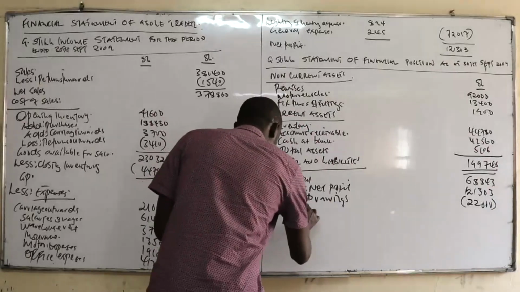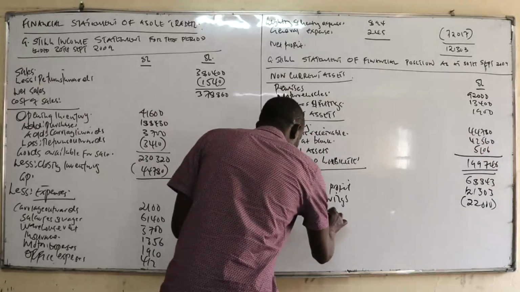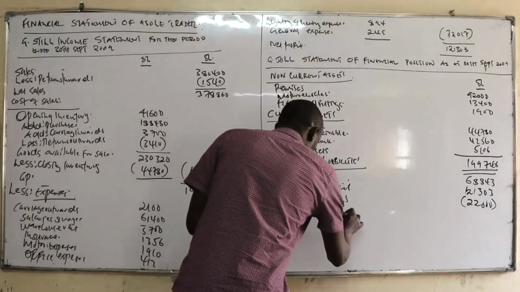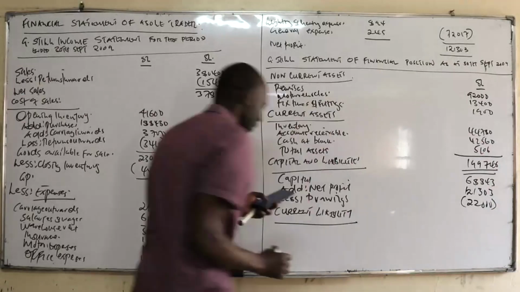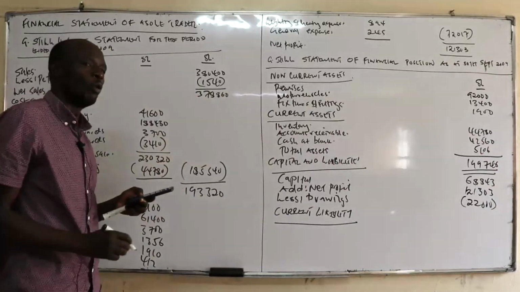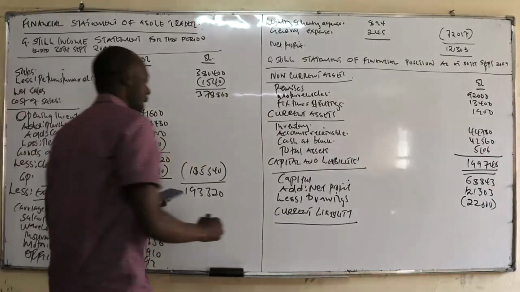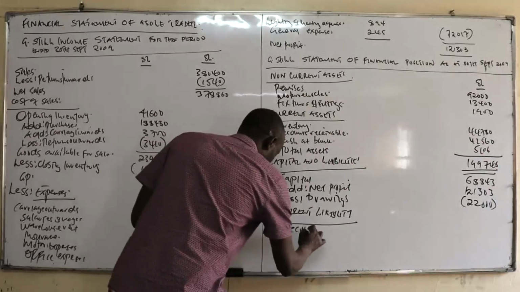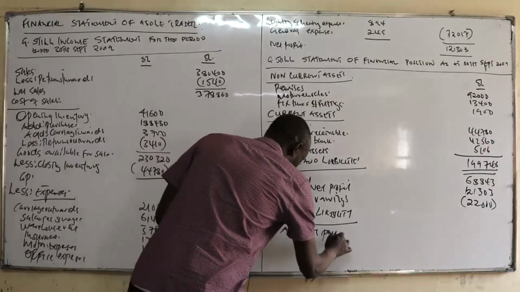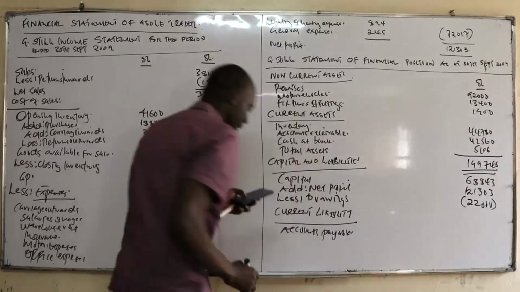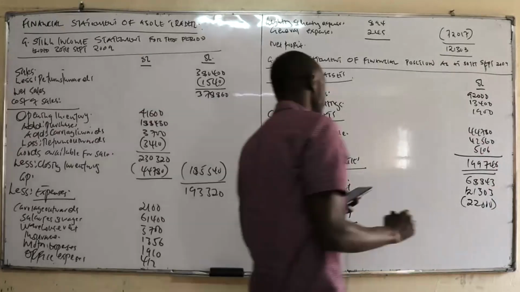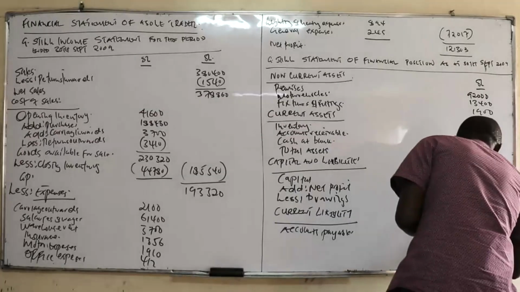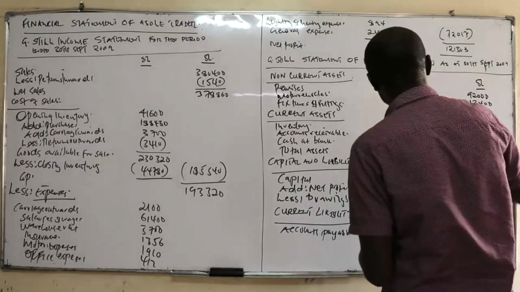So here we have current liabilities. In this question, we don't have non-current liabilities, so it goes straight to current liabilities. We have accounts payable, or suppliers, or creditors. Another name for accounts payable is creditors. So you write there 31,600. Then you total.